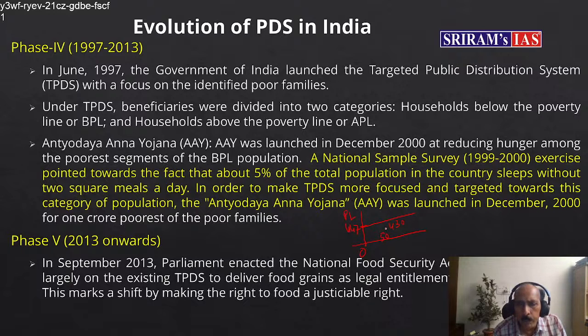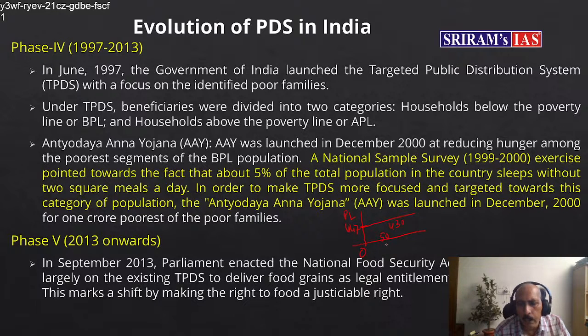Therefore, the survey highlighted the fact that the government should take care of these people who are poorest among the poor. Everyone below the poverty line is poor. The person who is earning 430 rupees per month is also poor. But the person who is earning only 50 rupees per month is the poorest among the poor. And therefore, these are the people who are unable to have access to the food grains, even at the PDS prices.